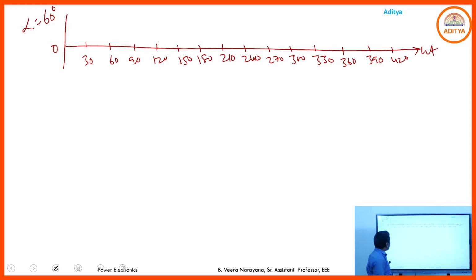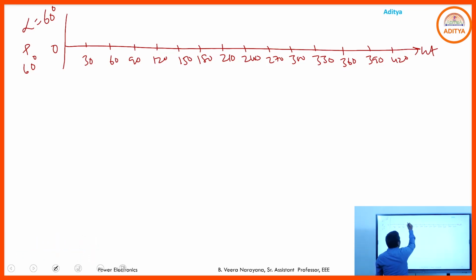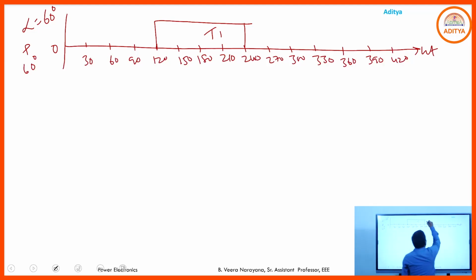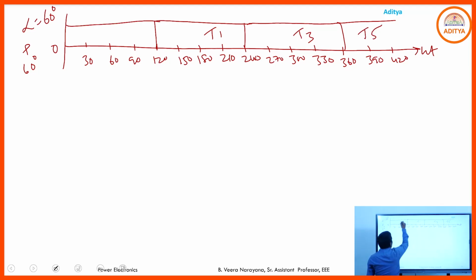So if you want to draw the timing diagram for alpha equal to 60 degrees, where does T1 come to the on state? If you choose alpha equal to 60, you add plus 60 degrees, then T1 comes to the on state at 120 degrees. So from 120 to 240, T1 will be in the on state. From 240 to 360, T3 will be in the on state, and next T5. Before this, 0 to 120, T5.